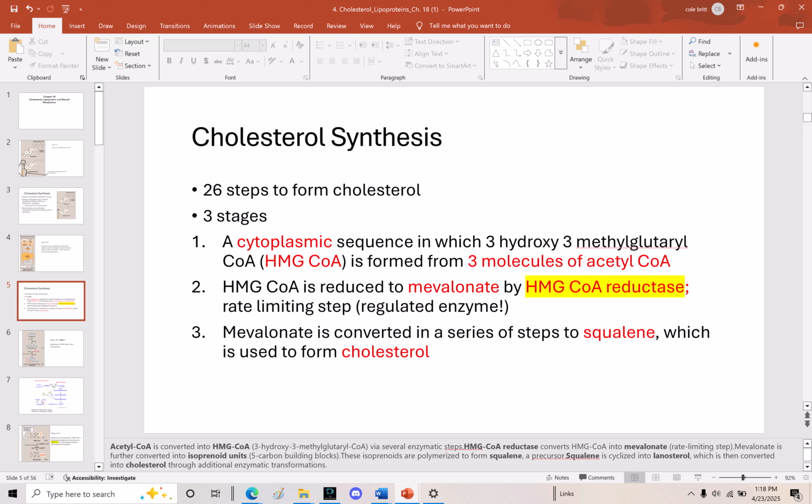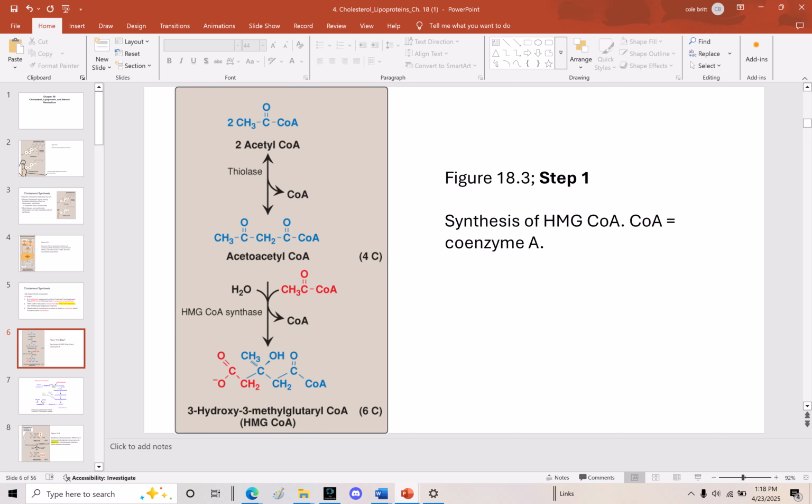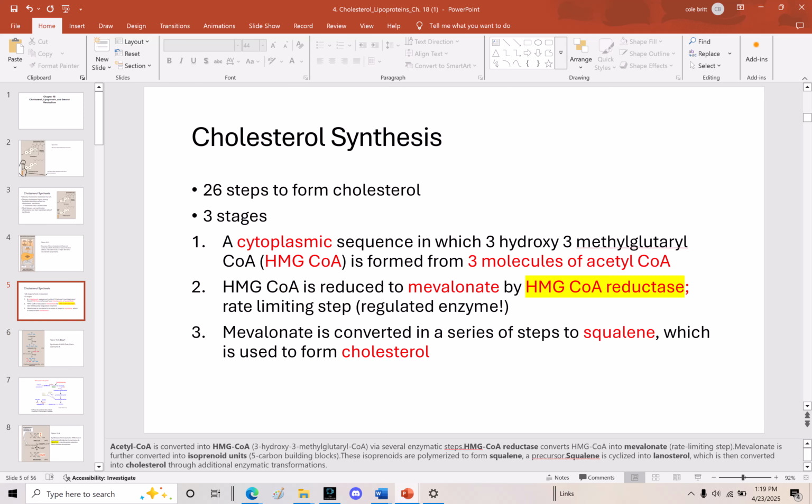When we have those 3 molecules of acetyl-CoA, I'll talk about this first. I'll show you the picture in a second. I'll walk through this and then we'll go through the picture. So the 3 molecules of acetyl-CoA come together to make this HMG-CoA. Once we've made this HMG-CoA, we have to reduce it to mevalonate.